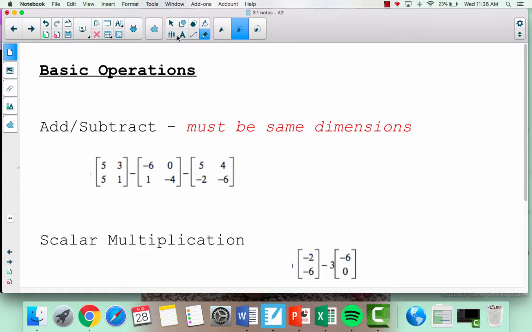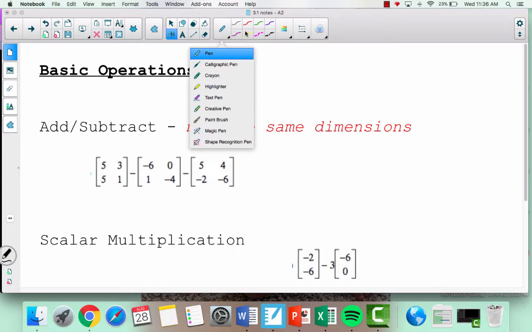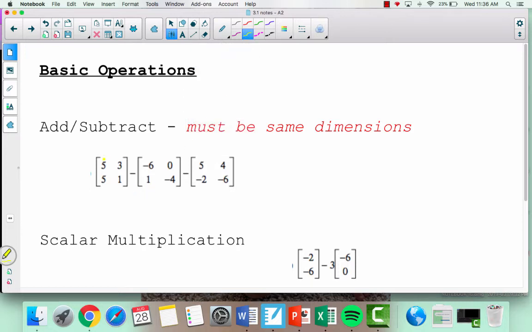So since they're all the same dimensions, we know we can subtract them, and then all you have to do is just match up each element. So for example, the first element here, 5, and this first element and this first element are all going to be subtracted from each other. So that's like writing 5 minus negative 6 minus 5.